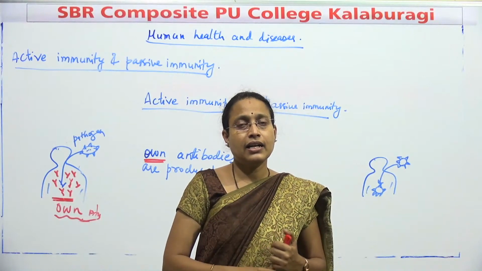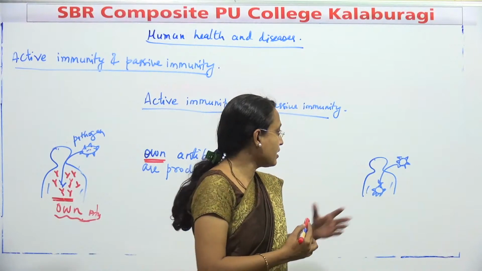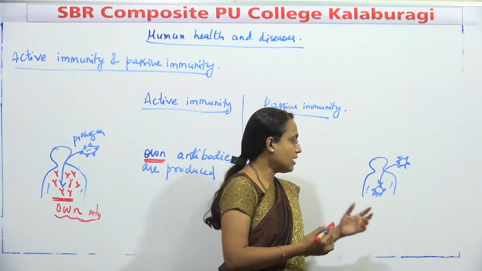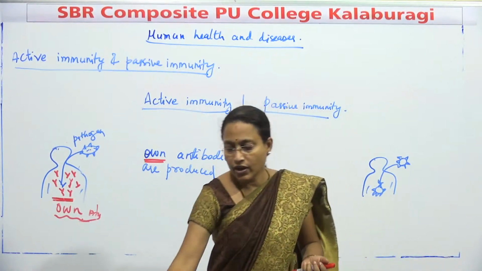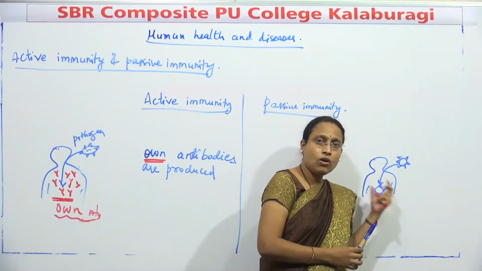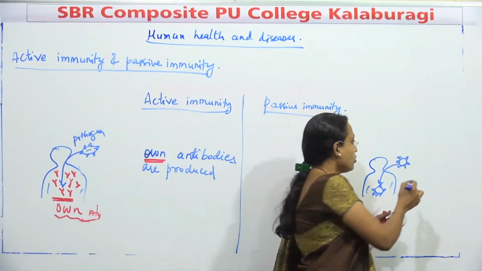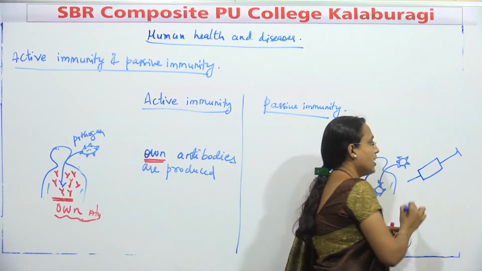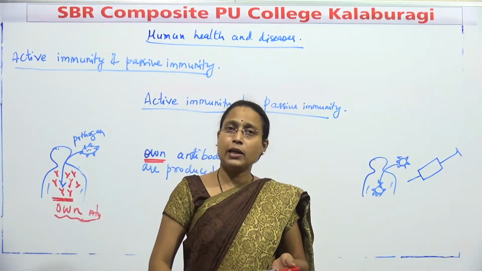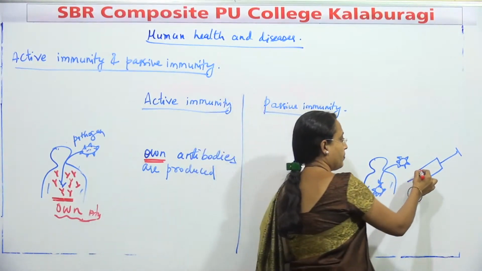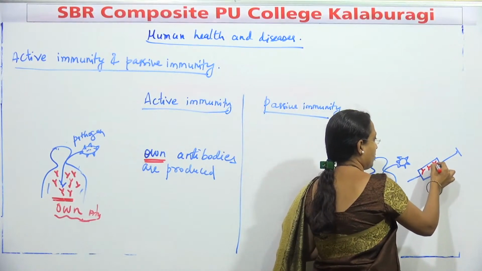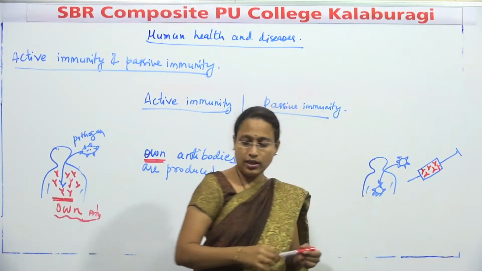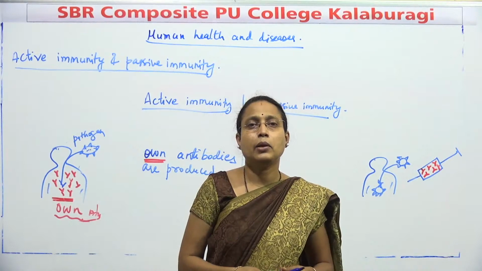Now, in an emergency case like this, in these special cases, as I already mentioned, tetanus, rabies, or snake bite, an injection has to be given. Enough time is not there for production of antibody. So a person should be injected with ready-made antibodies.